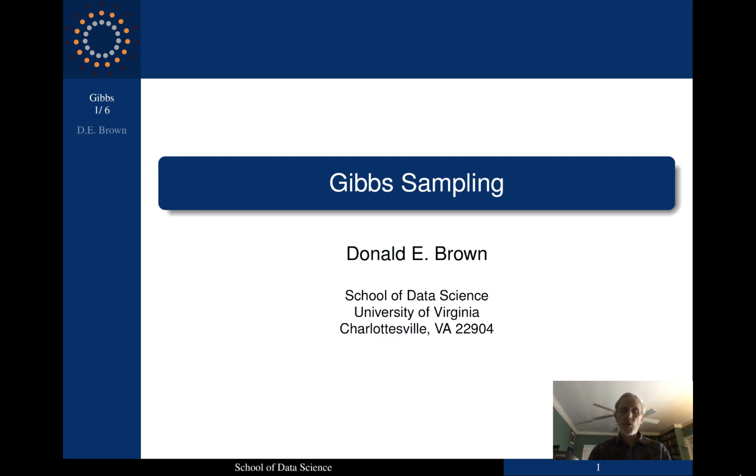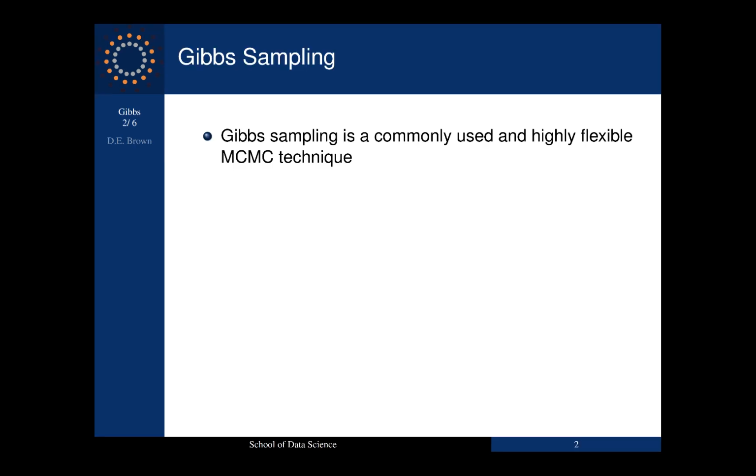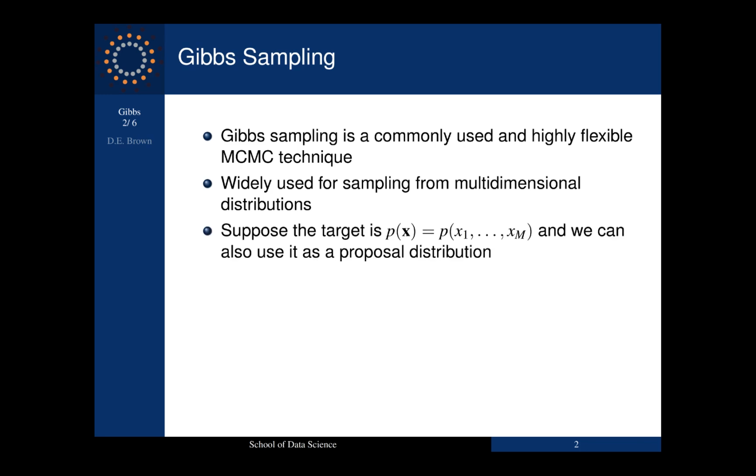Gibbs sampling is a widely used Markov chain Monte Carlo method for multidimensional distributions. In addition to being a popular technique, Gibbs sampling is also highly flexible, as we'll see. It's widely used for multidimensional distributions. It is the go-to method for Markov chain Monte Carlo for multiple dimensions.